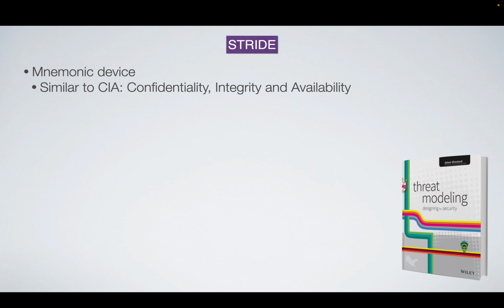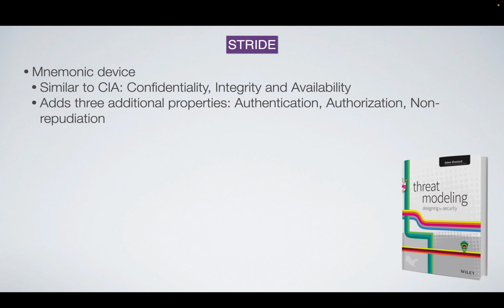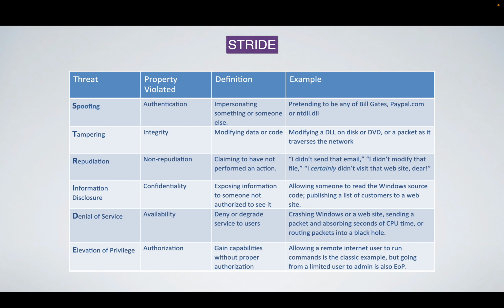STRIDE includes the three CIAs. It adds one for authentication, and it adds topics related to authorization. You'll notice there's no CI in the first list, well, there is an I, but I'll answer why that's the case in a second. So it adds three additional properties: one with authentication, one with authorization, and one with something that sounds weird called non-repudiation. You'll see what that is in a second.